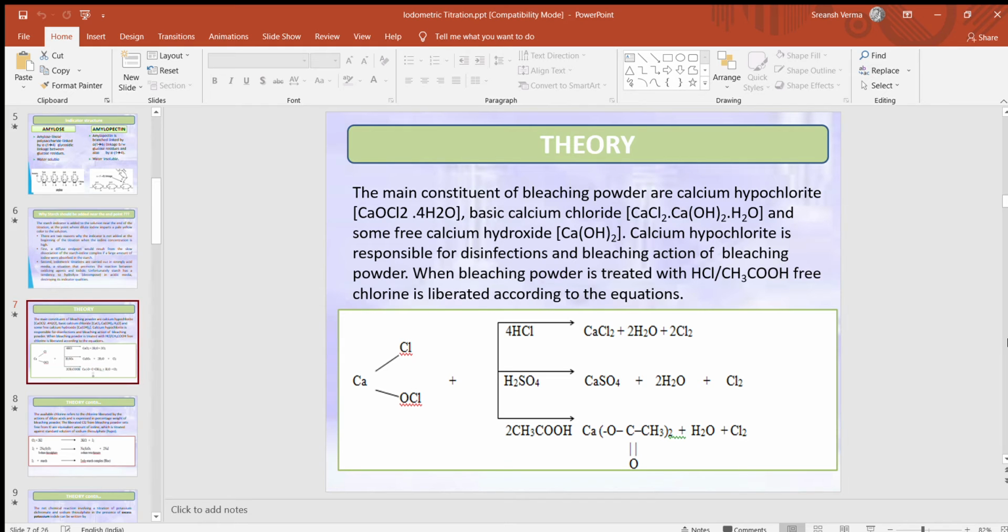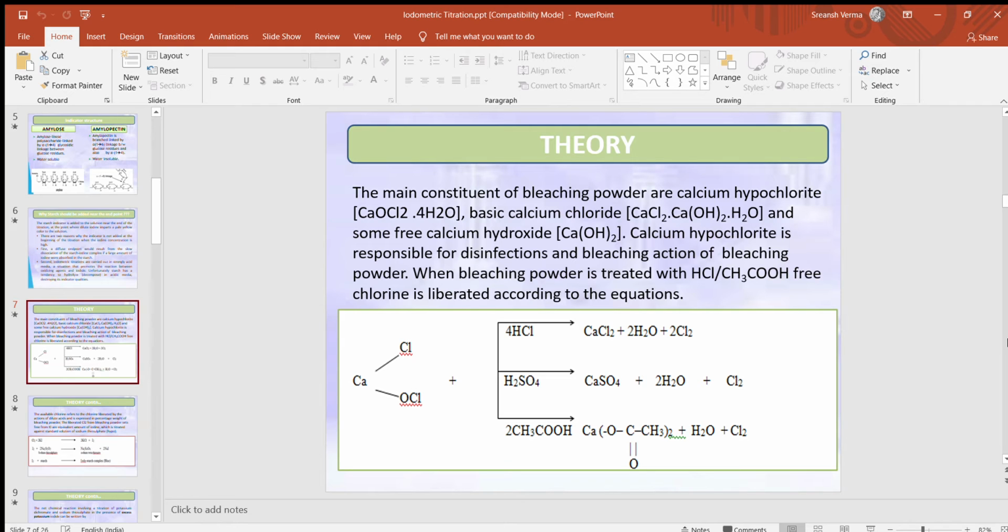Now when we react this bleaching powder with acid, chlorine is liberated. Whatever chlorine is liberated is known as available chlorine. So the number of grams of chlorine which is liberated from 100 grams of bleaching powder when it is treated with dilute acid is referred to as the available chlorine.